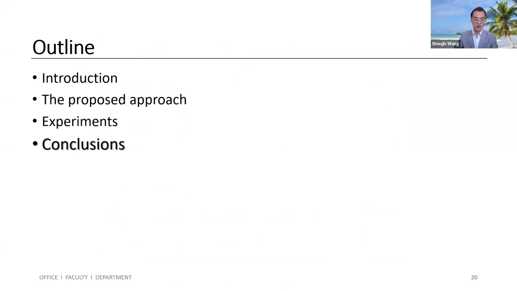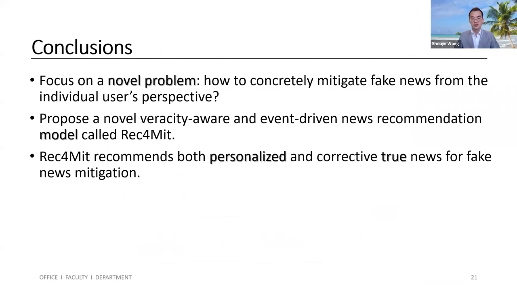And now we come to the conclusions. We focus on this novel problem, and then we propose a novel model, RIC for MIT. And finally, we recommend both personalized and relevant true news for fake news mitigation.